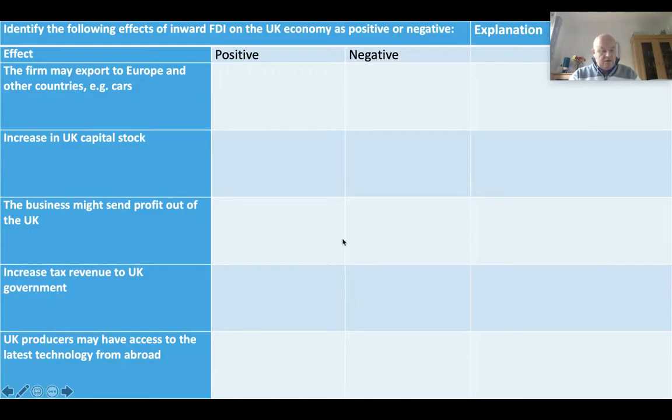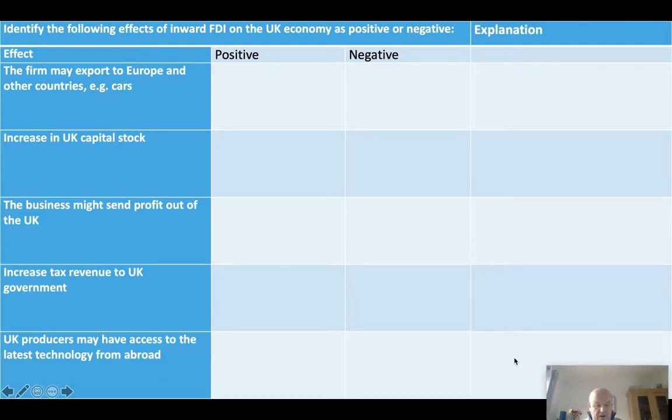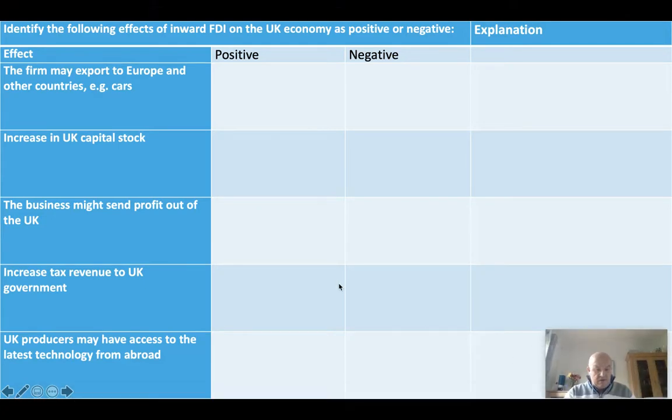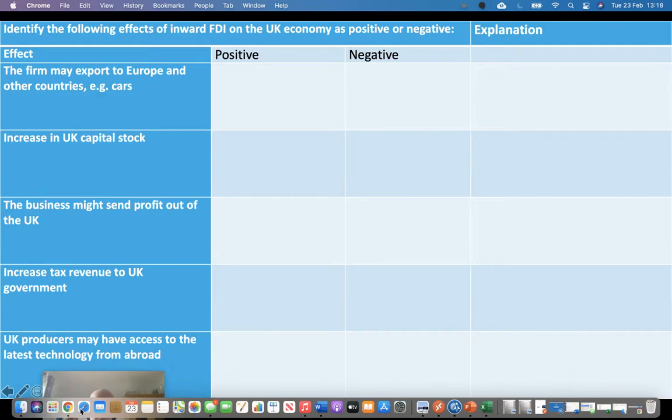So if we then take a look at the way in which we might try to argue, if we were asked to put an argument together for this type of approach, there we have, again, almost a writing frame for you to consider. In this instance, we're looking at the following effects of inward FDI on the UK economy as positive or negative. To give some ideas, we've got an effect, whether it's positive or negative, and then also try to explain in a little bit of detail why you think that, what's supporting your judgment as to whether it's positive or negative.